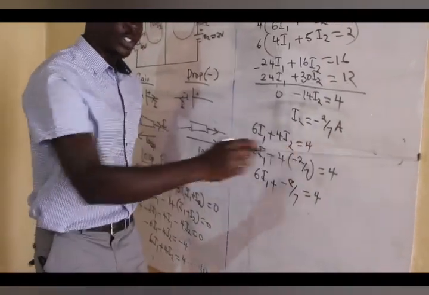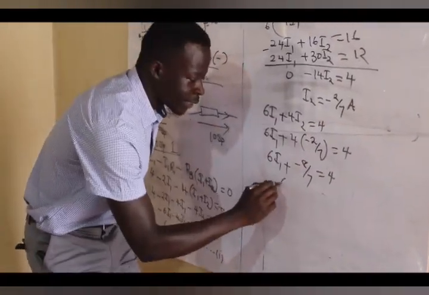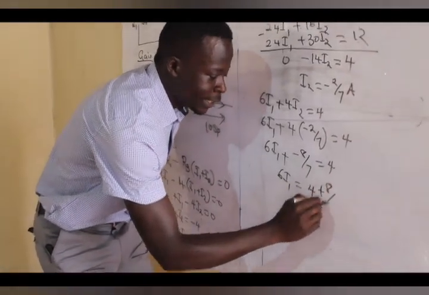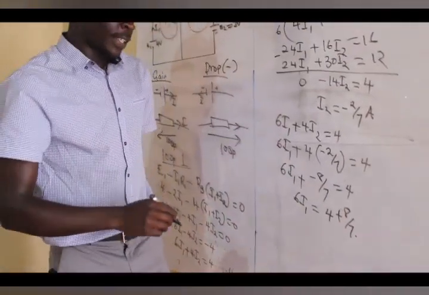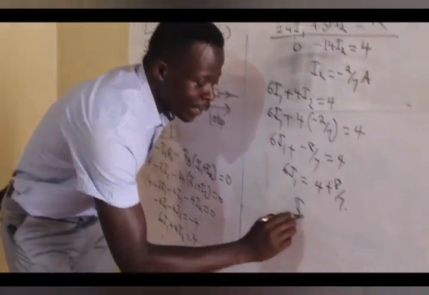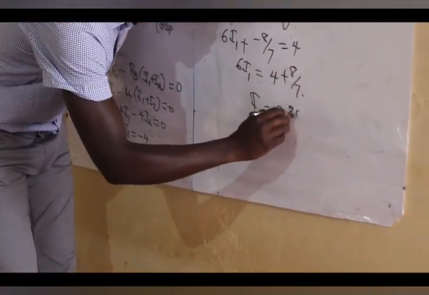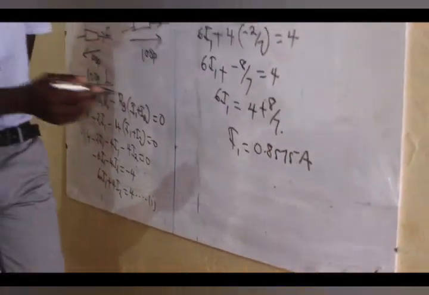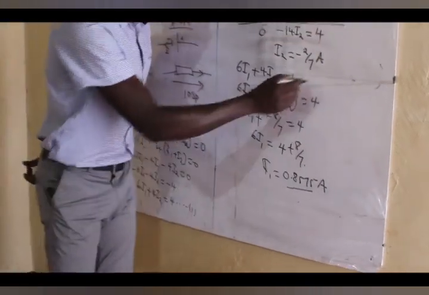Then this one should cross, it will be positive, so you have 6I1 is equal to 4 plus 8 over 7. So when you do the calculation there, you will find the value of I1 to be 0.8575 amperes. So in this case, we have both the values of I1 and I2.